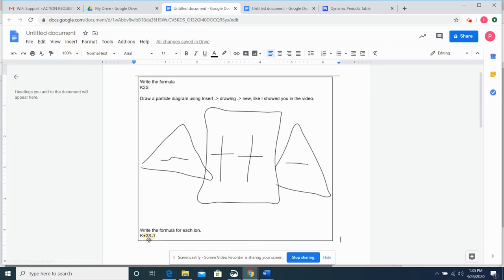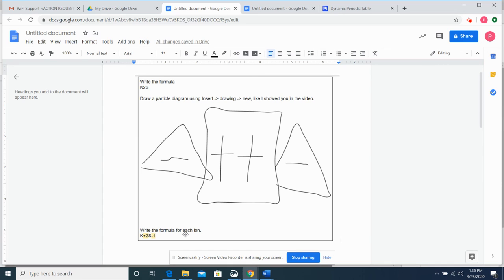Okay, one last thing. These 2 ions should not be together. We are not writing the formula for a compound when we do this. We are writing the separate ions. What is the charge on potassium? Then leave some spaces and write the charge on sulfur. Okay, so separate those out.